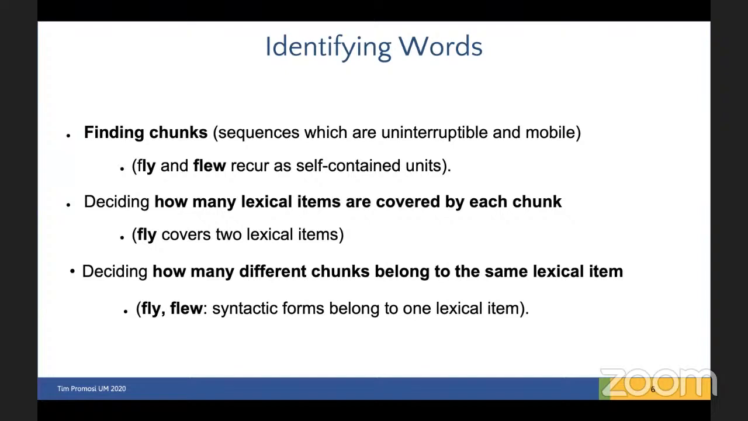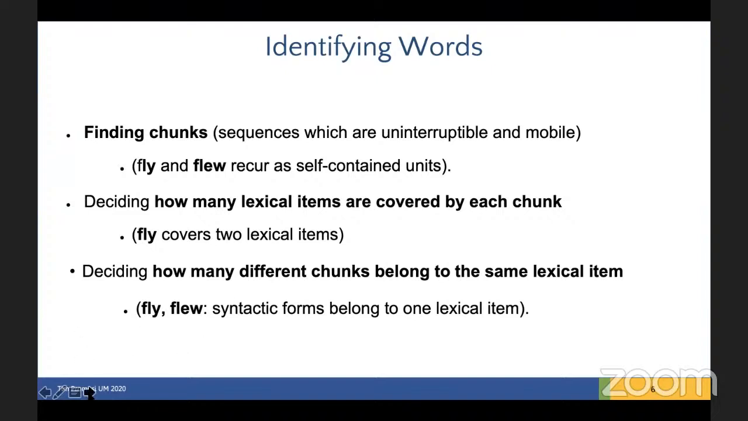Okay, it turns out the lexical item fly as a verb has two forms, like fly and flew. This is past and this is present. So one lexical item with the same meaning, fly, to fly, and you can create two syntactic forms. The first one is present and the second one is past.